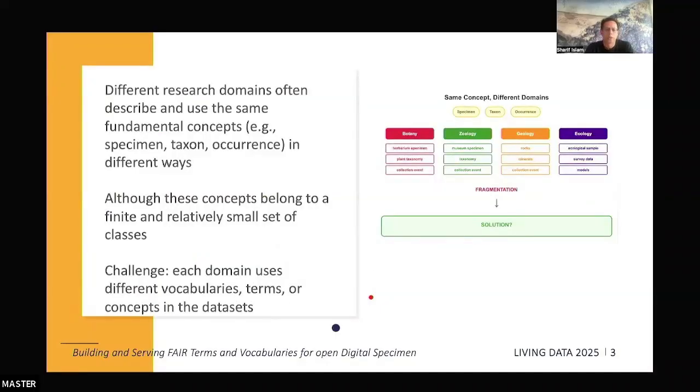So the challenge we're dealing with is that different research domains often describe and use the same fundamental concepts in different ways. Although these concepts belong to a relatively small set of classes, when we use them in a data set, we see fragmentation, linking issues, and also machines cannot interpret these things very easily.